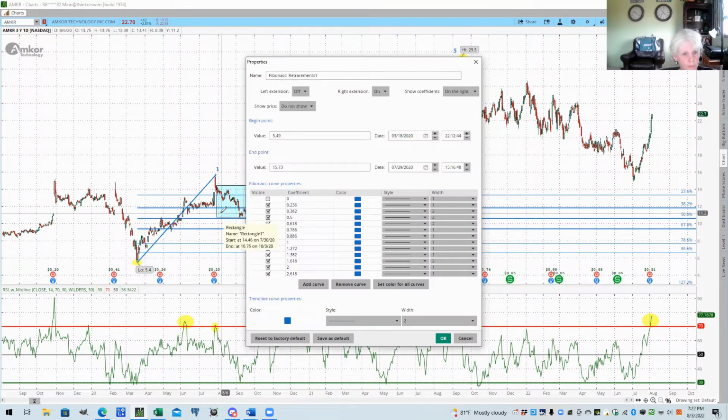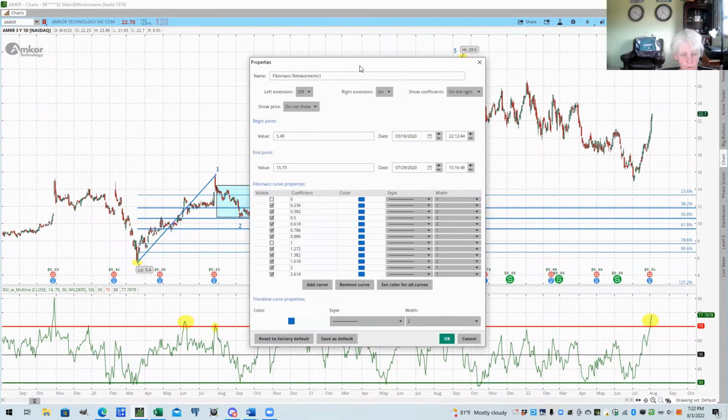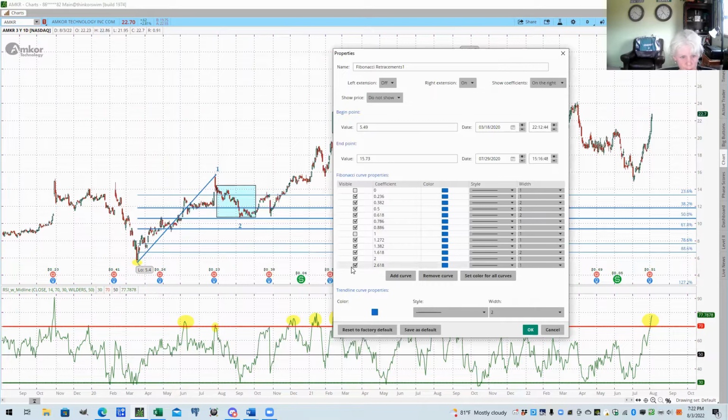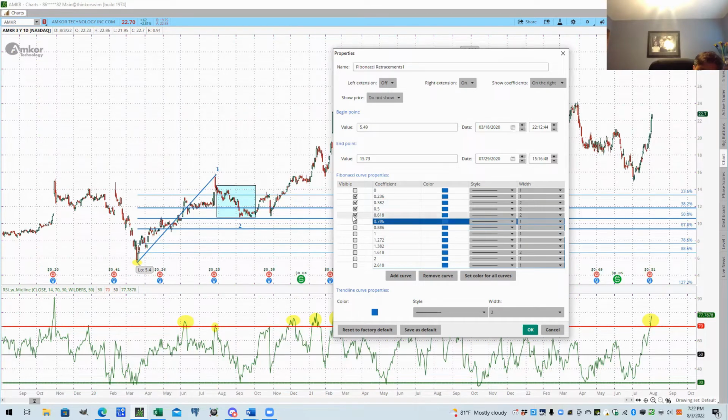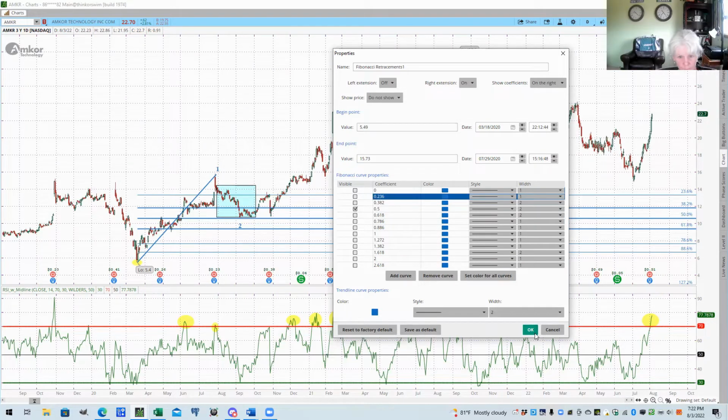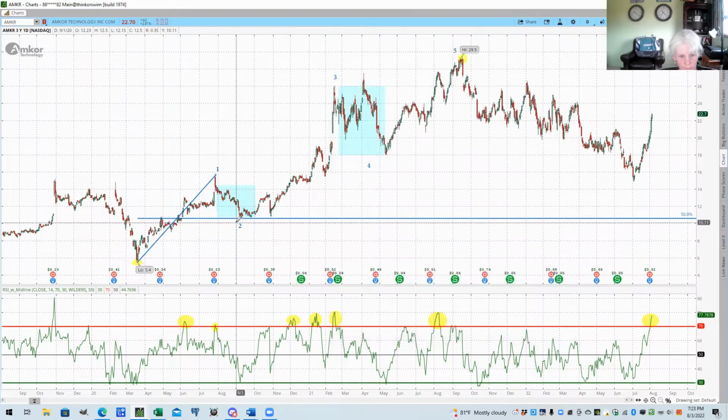To get rid of all these lines, because it can get extremely cluttered, I just take away all of this except for the 50%. And there it is.